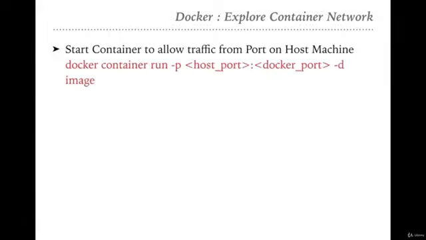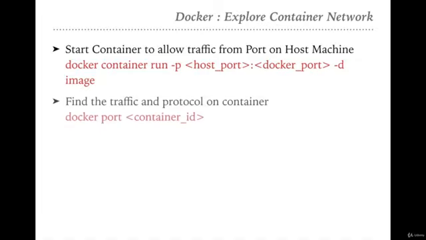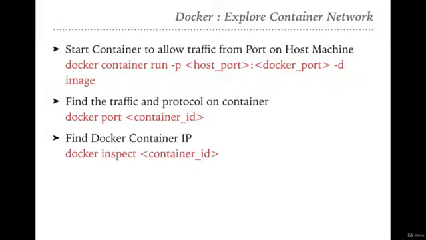Very first, we will start a container to allow traffic from a port on the host machine, right? For this, we will execute the command docker container run -p, then we will define the host port and the container port. After this, we will start it in detached mode, right? Then we will find out the traffic and protocol. So we will find out which port is allowed to send traffic to a container, which port is allowed to receive the traffic inside the container, and which protocol we will use. After this, we will find out the container IP with the help of the command docker inspect.